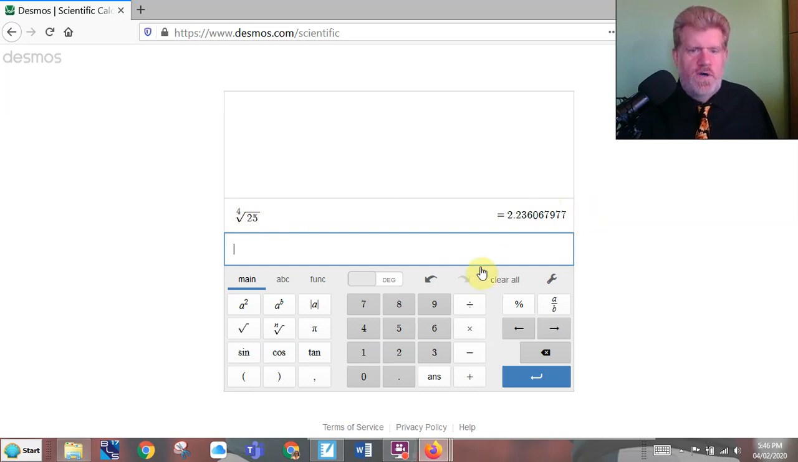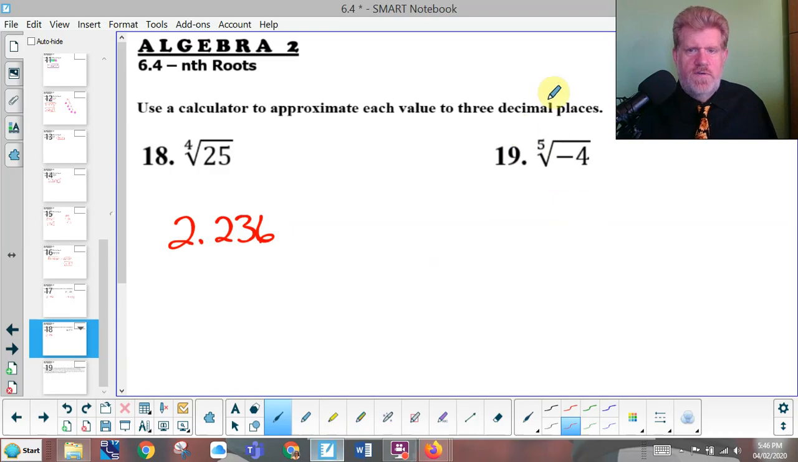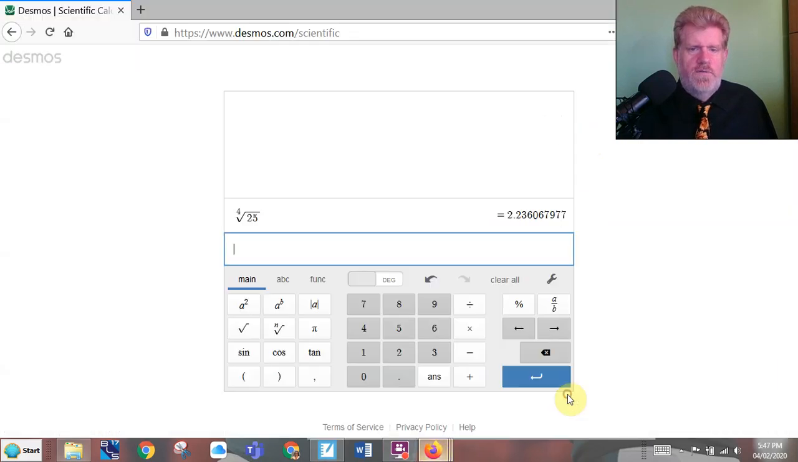And for the next one, it's the same idea. The next one is the 5th root of negative 4. So if you hit that, then you do 5 for your 5th root, and inside you put negative 4. There's your answer, 1.319, which would round to 1.320.